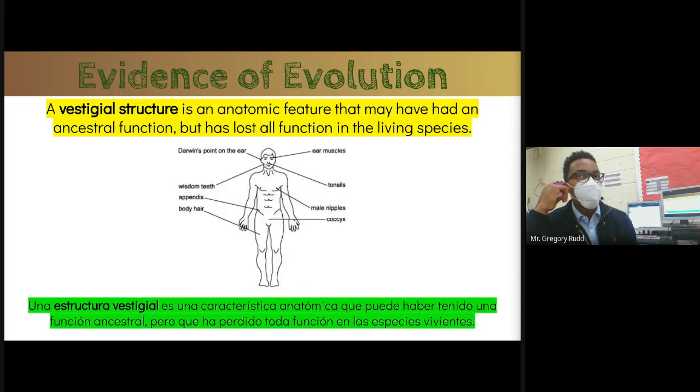Does anybody have a pet at home? What do you have, Ayana? A cat? So have you ever seen your cat's ears kind of like shoot to one side like that or perk up if they hear something?